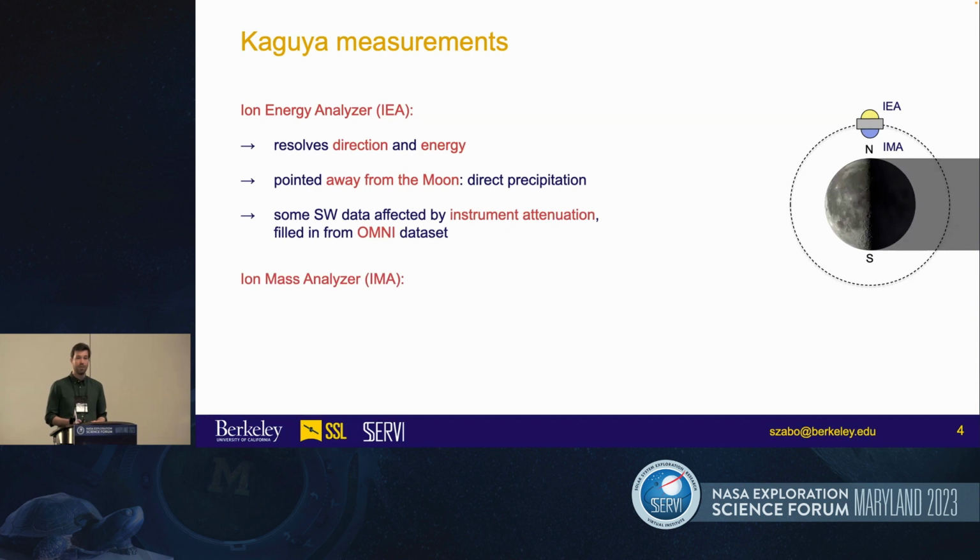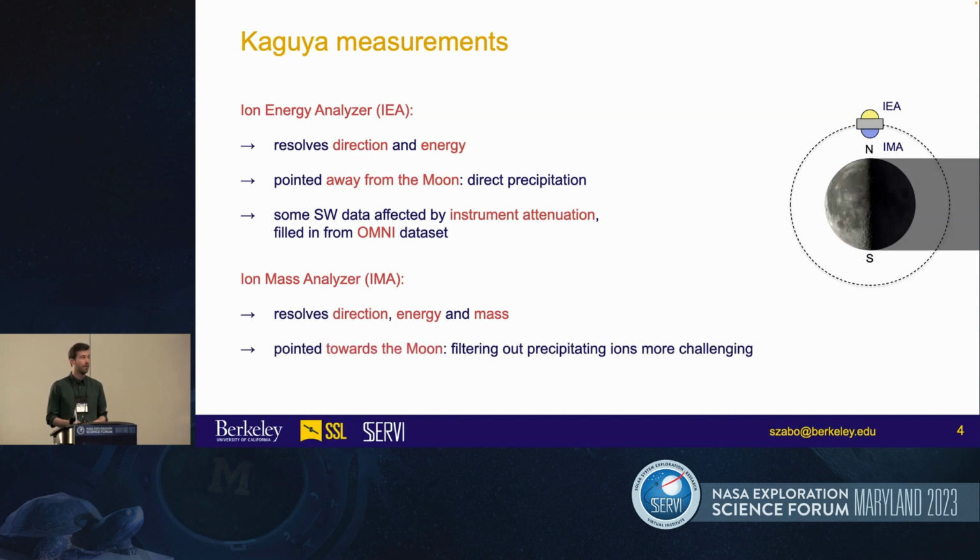In blue, there is also the Ion Mass Analyzer, a second instrument. And as the name tells you, this also has mass resolution, with a time-of-flight addition in the instrument. And it is always pointed towards the moon. It sees a lot of sputtered ions, reflected ions. Getting out the direct precipitation can be a bit more challenging due to the viewing geometry.